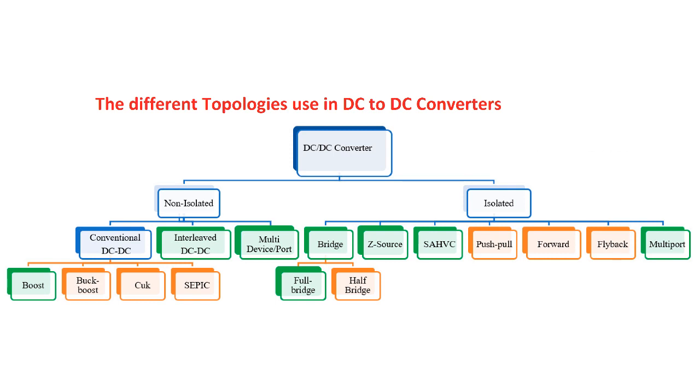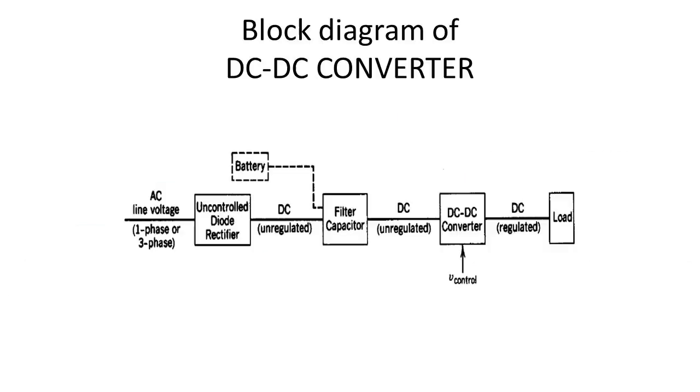Hello audience. Today we will discuss the different topologies used in DC to DC converters. A DC to DC converter takes the voltage from a DC source and converts the supply voltage into another DC voltage level. They are used to increase or decrease the voltage level. This is commonly used in automobiles, portable chargers and portable DVD players.